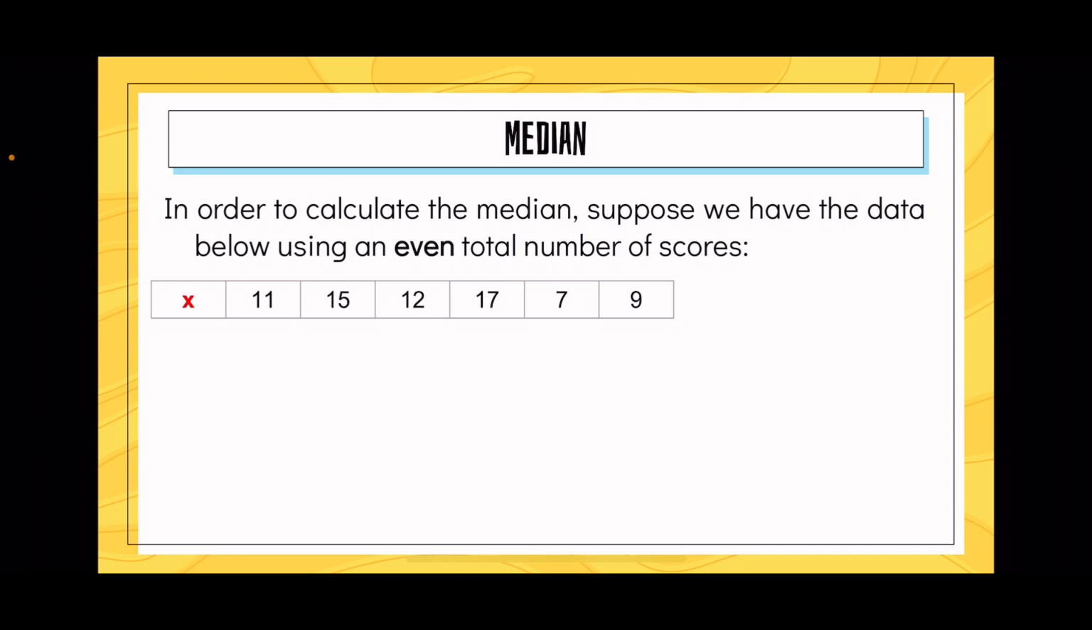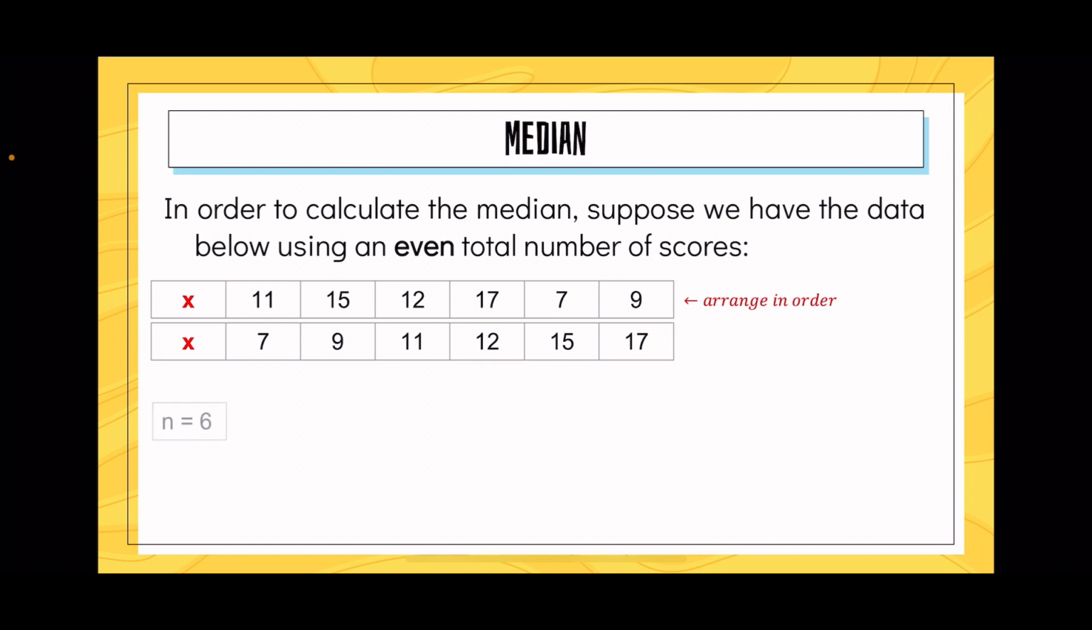So the first thing we are going to do is arrange this in order. It will become 7, 9, 11, 12, 15, and 17. And our n is equal to 6. And 6, is it an odd or an even number? Very good. It's an even number.